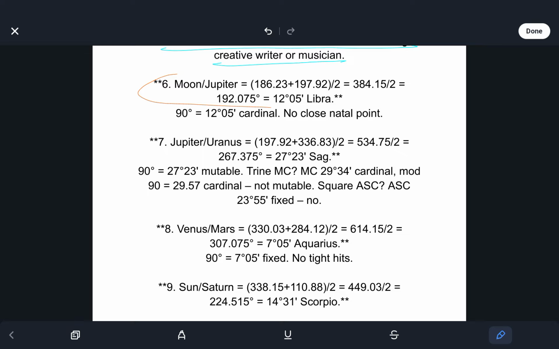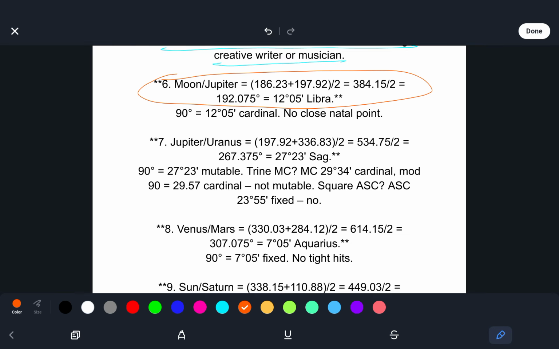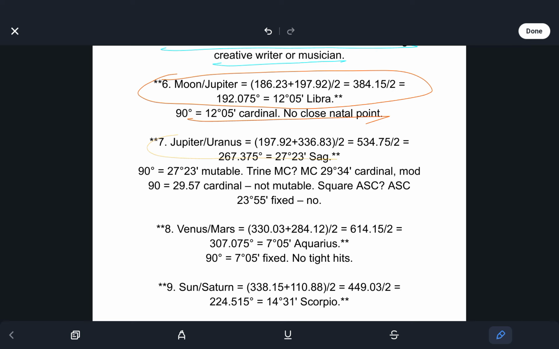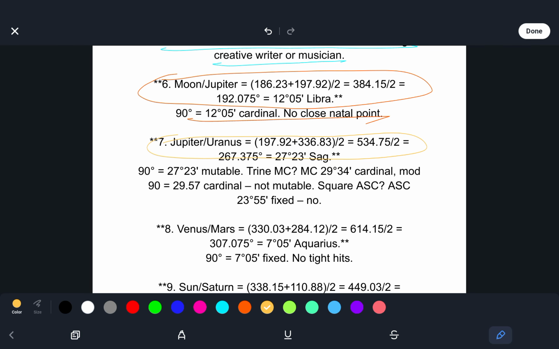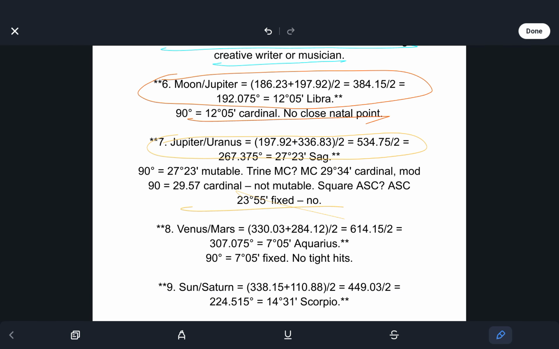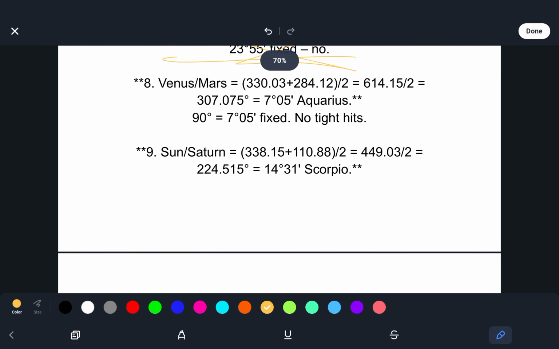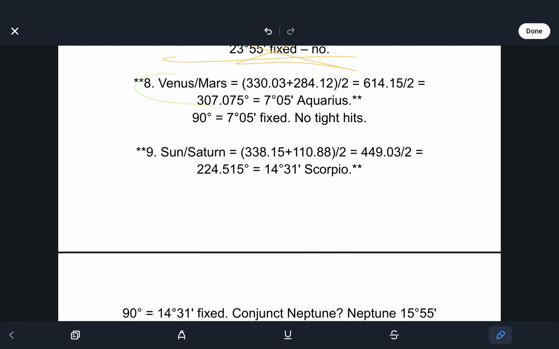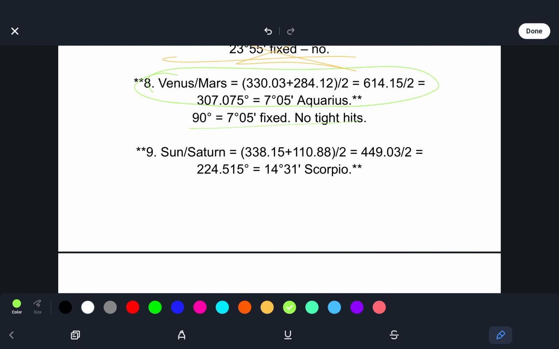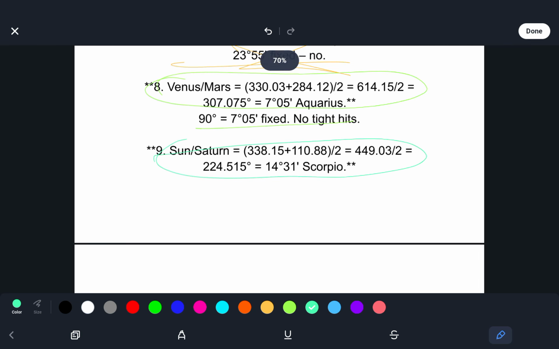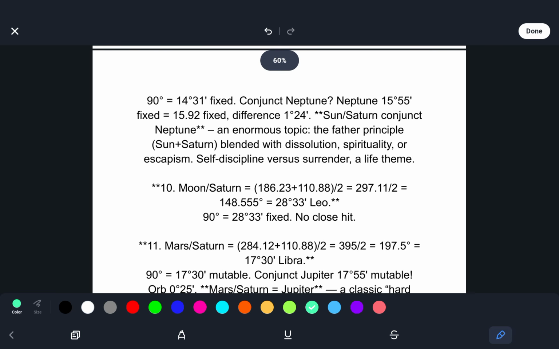Moon, Jupiter isn't involved. There's no close natal point. Jupiter, Uranus, not involved either. Not mutable, not squaring the ascendant. Venus, Mars, no tight hits, fixed. Sun, Saturn, 14 degrees 31 Scorpio, fixed.